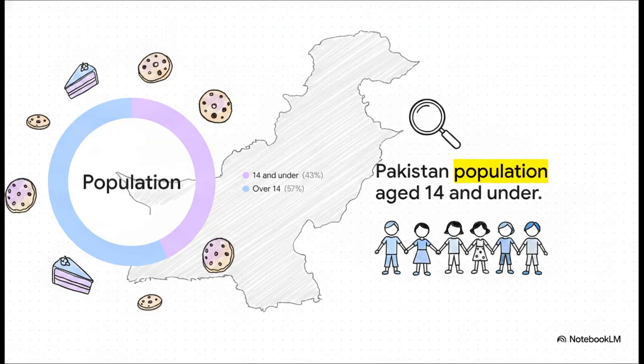Then there's the pie chart, or in this case, a donut chart. I know, it sounds like a delicious dessert, but instead of showing actual slices of cake, it represents a whole group of something. This brilliantly illustrates the population of Pakistan. The entire circle is the total population. And if you look at the different slices, it easily shows us that 43%, that is nearly half of Pakistan's entire population, is aged 14 and under. Visuals just make complex numbers so much easier to digest.